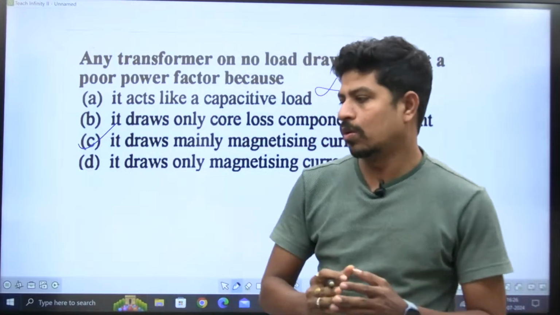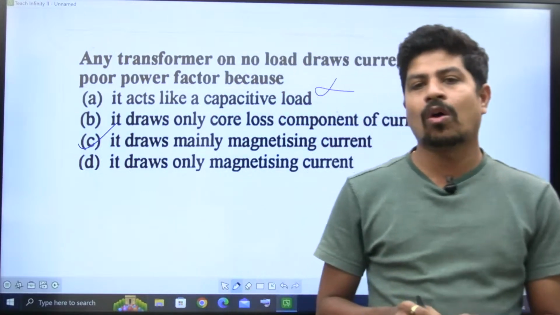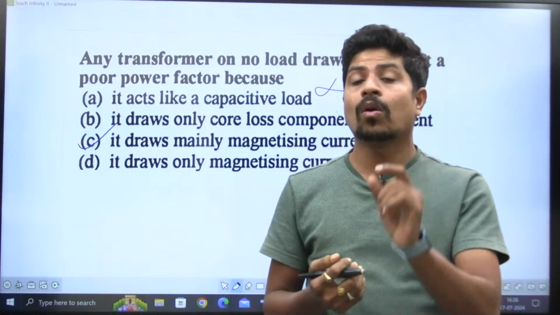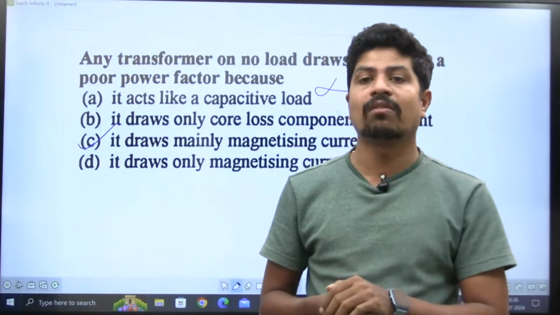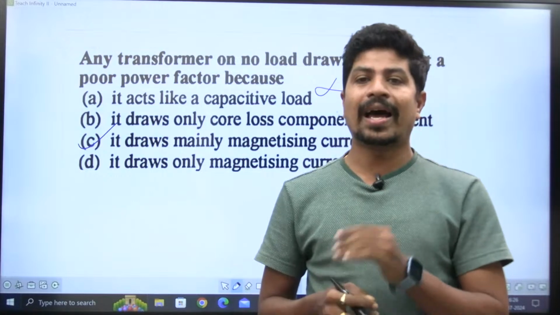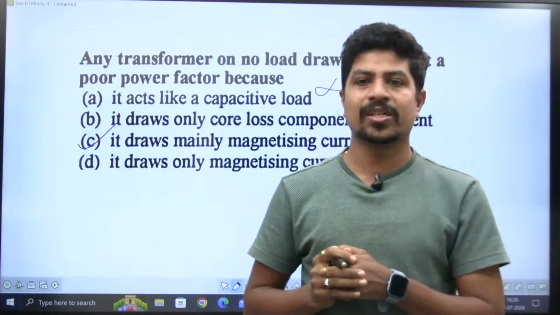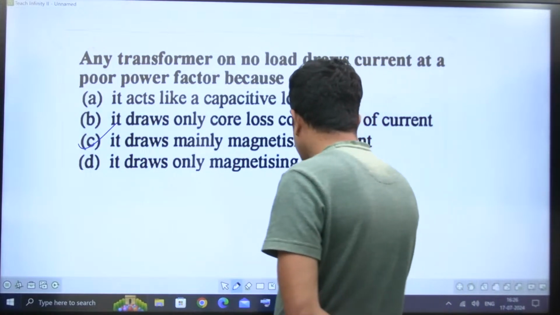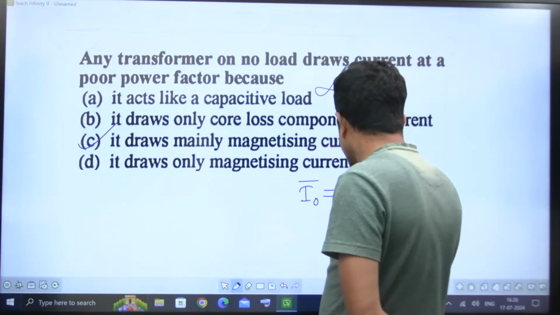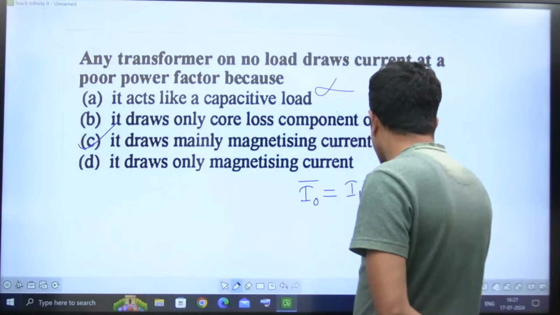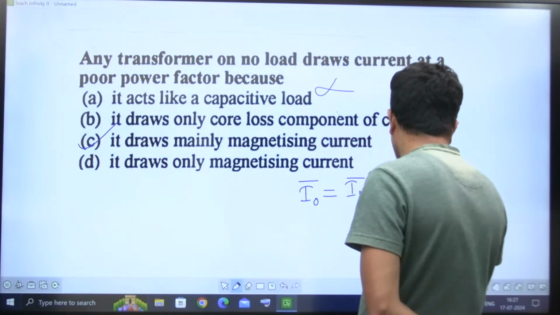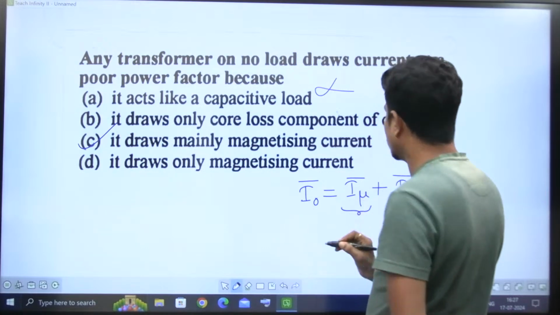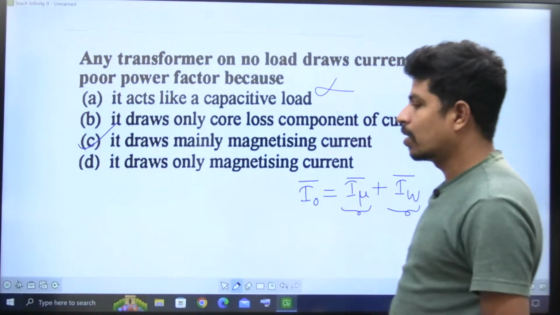See, under no load, the transformer is going to draw two components of currents. Total current is called the no load current. That no load current is a combination of the no load loss component of current, Iw, we call by general representation, and the magnetizing component of current, I mu. So no load current of a transformer I naught is the phasor summation of I mu and Iw. But this I mu is much greater than this Iw, mainly this magnetizing component of current.